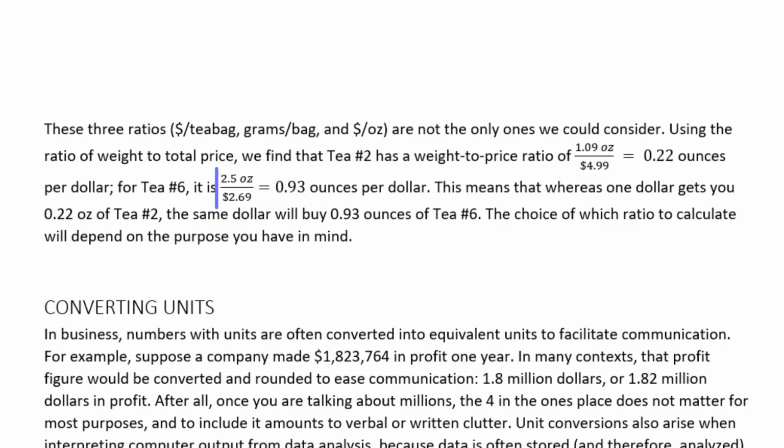Whereas for tea number 6, it's 2.5 ounces total tea divided by its price of $2.69, which is 0.93 ounces per dollar. And what that means is that $1 gets you 0.22 ounces of tea number 2, whereas that same dollar would buy 0.93 ounces of tea number 6. The choice of which ratio you calculate and use just depends on what purpose you have in mind. If you're looking for the cheapest tea per bag, you'd calculate one ratio. If you're looking for the most tea per bag, you'd calculate another, and you'd make your decision based off that.